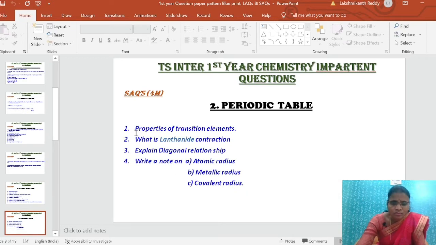So important short answers: properties of transition elements, what is the lanthanide contraction and explain its consequences also. So you need to learn. Next, explain the diagonal relationship. Next, fourth question, write a note on atomic radius, metallic radius, covalent radius.